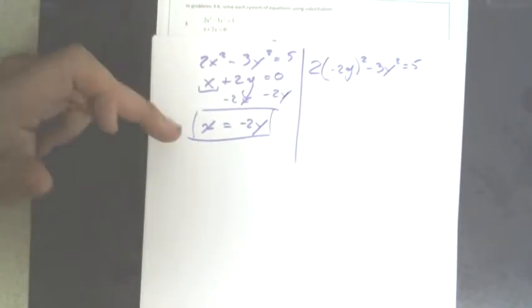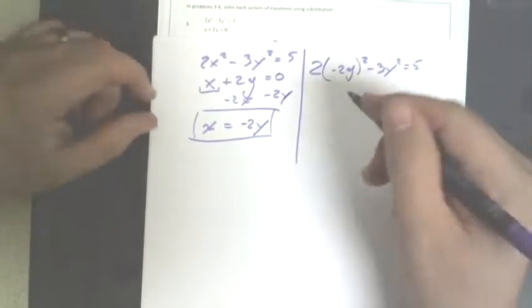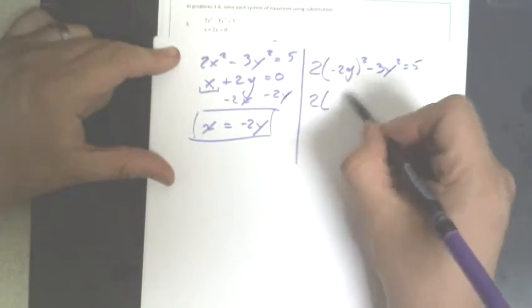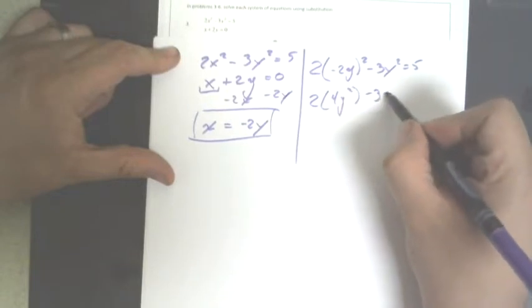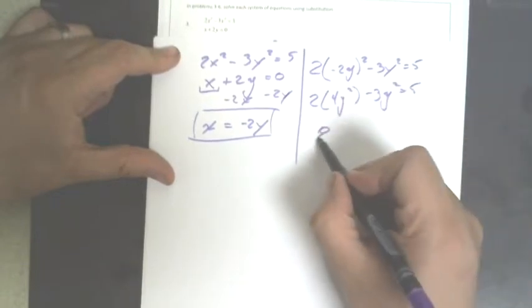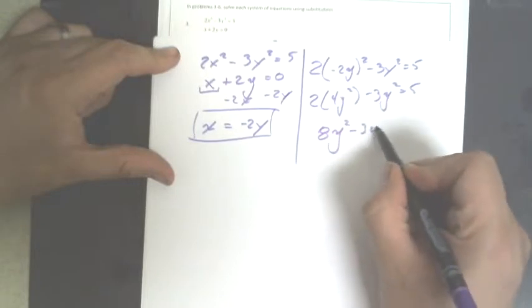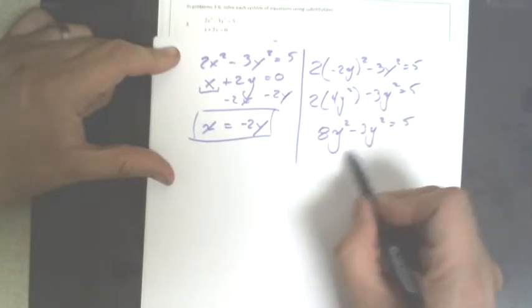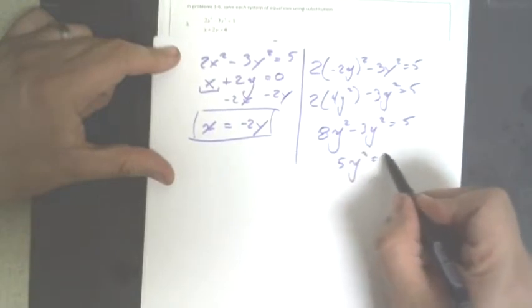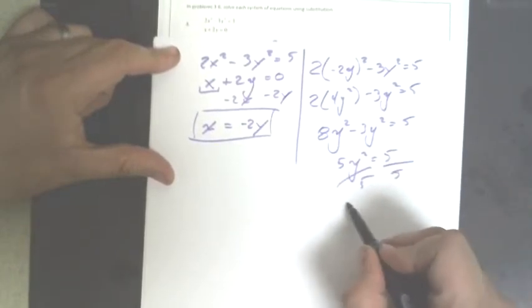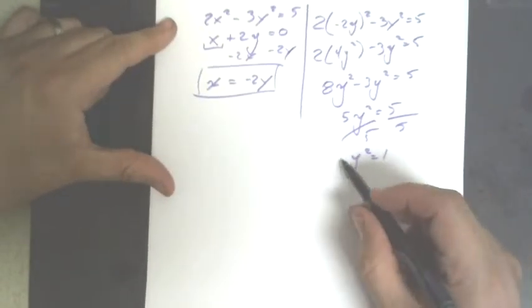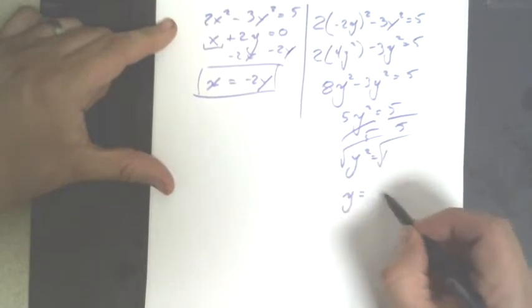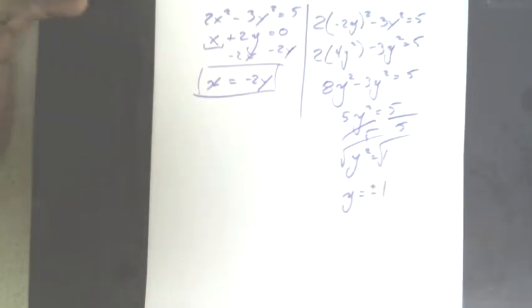Just like substitution, except there are squares involved, so we have to use substitution. 2 times negative 2y squared is 4y squared, so 8y squared minus 3y squared equals 5. Is that really 5y squared? That's cool. 5y squared equals 5. Divide by 5, and y squared equals 1. So square root, and y equals plus or minus 1. Do not forget the plus or minus.